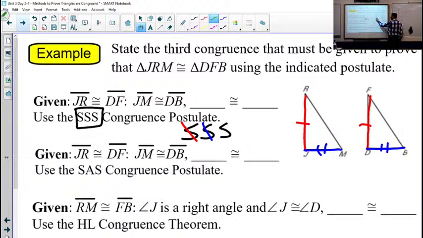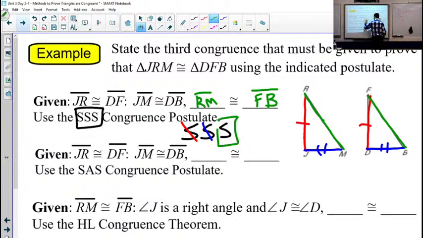It would be this side right here. So it should be R to M and F to B. And if I knew that third pair of sides, then I could wrap it up and say side, side, side. Those are congruent. So this would be the third piece of information I need.